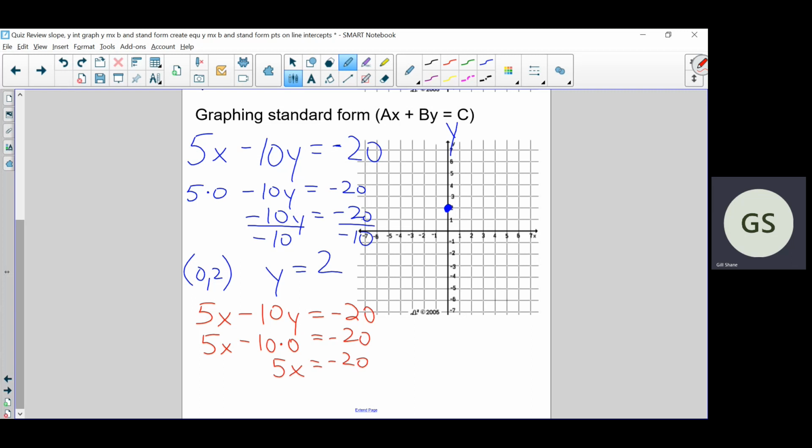Again, that is 5 times x. I need to do the opposite, which is divide. And you have an example also on the white sheet already worked out for you and graphed. So negative 20 divided by positive 5 is negative 4. So x is negative 4. Again, if I solve and get what x equals, I need to put that on the x-axis. So right there, here's my second point. And then you just connect them with a line.